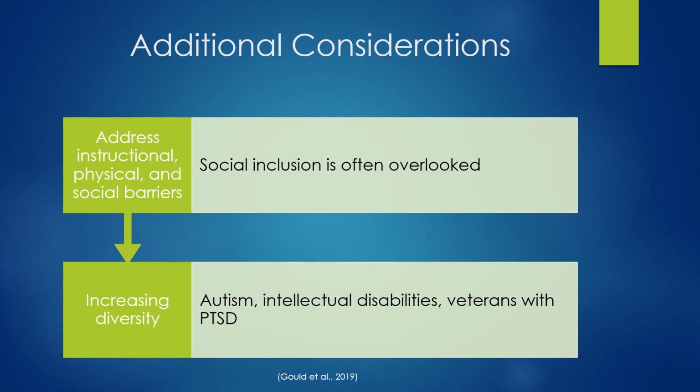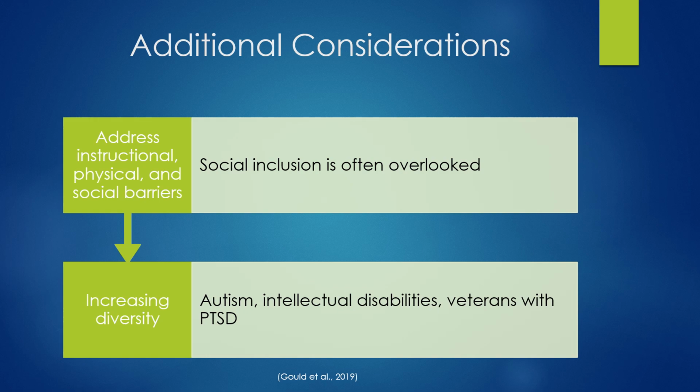There are other considerations for promoting full inclusion of disability in higher education. Disability inclusion should address instructional, physical, and social barriers. Social inclusion is often a missing component of the college experience, and students with disabilities report a lack of acceptance. This is important to note since having a sense of belonging is considered a predictor of student success.